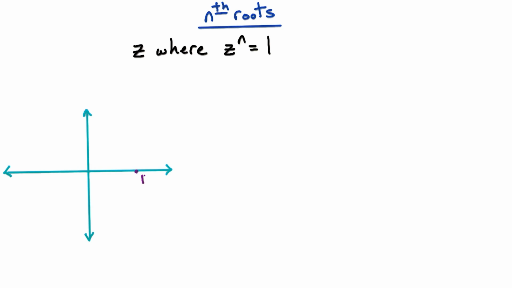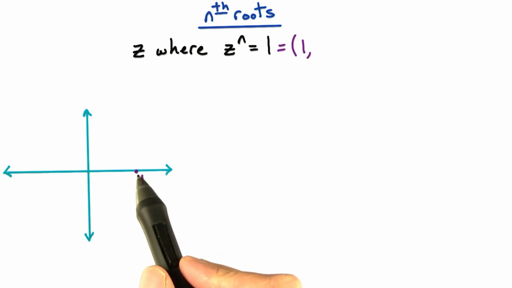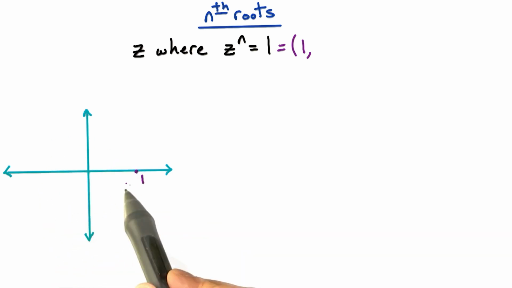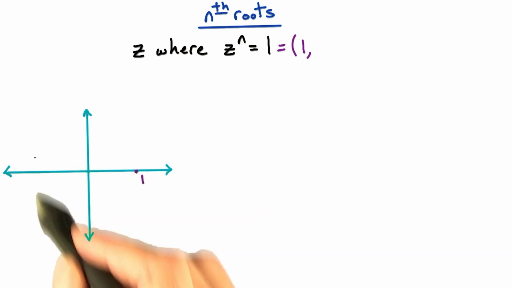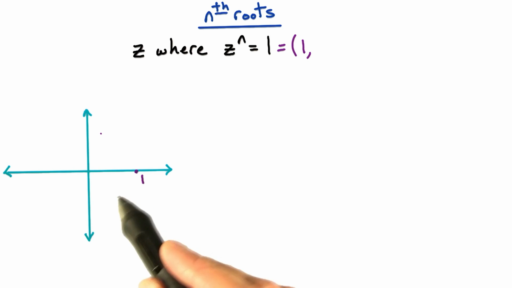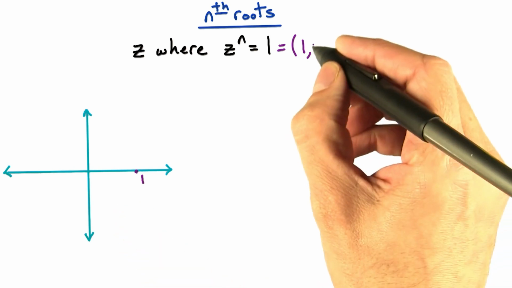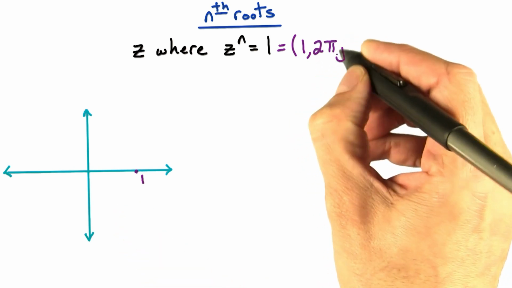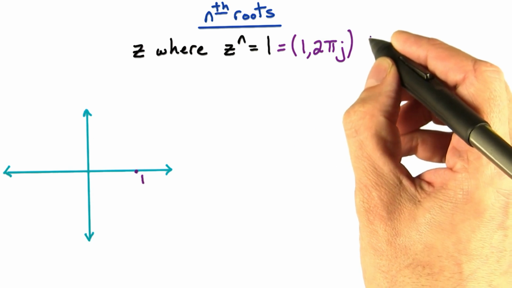Now let's draw the number 1 on our complex plane. What is this point in polar coordinates? It's distance 1, obviously, from the origin. What's the angle? The angle is 0. It's also 2 pi, or 4 pi, or 6 pi, or 2 pi times j for any integer j. And note j can also be a negative number. So the angle is any multiple of 2 pi.